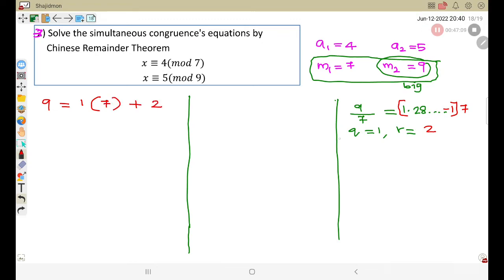Okay. Now take 7 and 2. So 7 divided by 2 means 3.5.